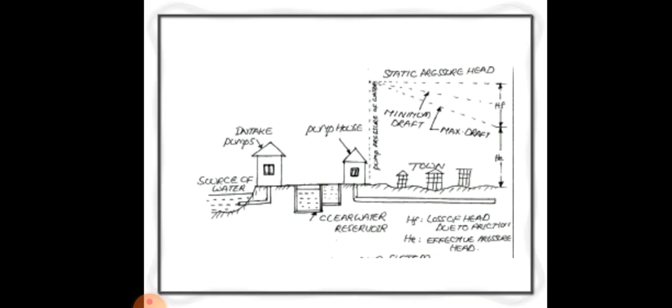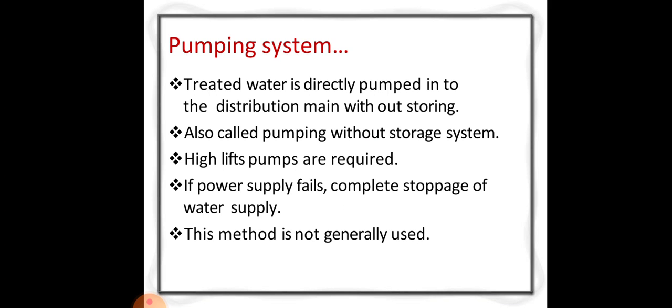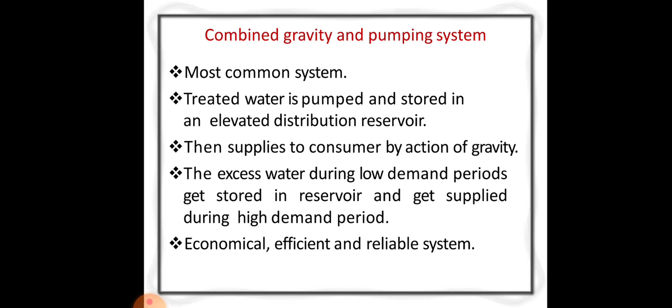You can see here, we have a pump house, then you have the reservoir in which the water from the source will be collected after treatment, and from there by the pumping process it will be distributed to the distribution system. It is also called a pumping without storage system, because directly it will be pumped. High lift pumps are also required in this case, and one disadvantage is that if there is a failure of power, there will be complete stoppage of the supply of water, and normally this is not directly used.